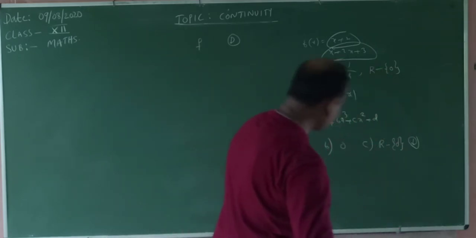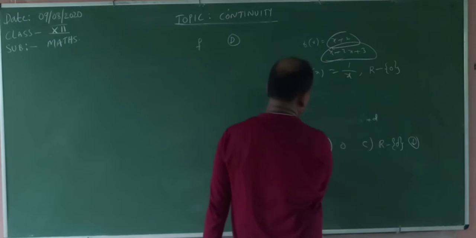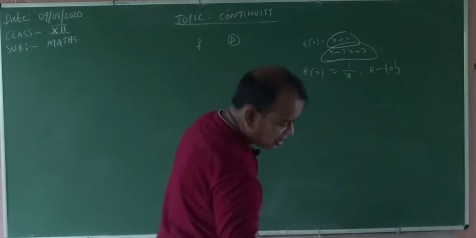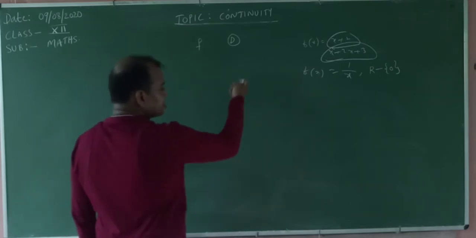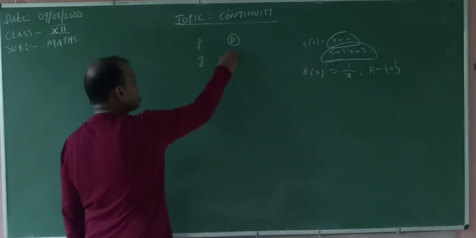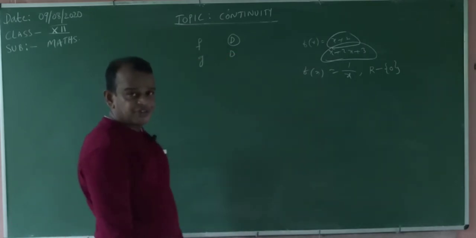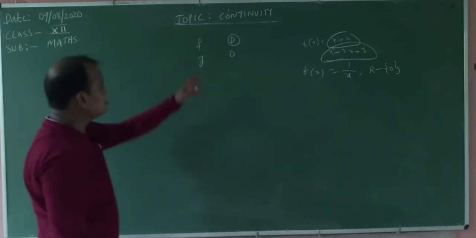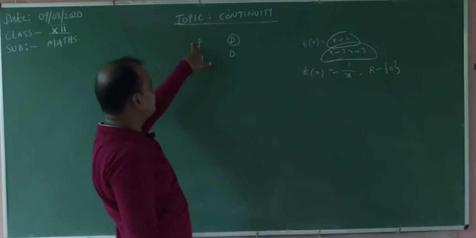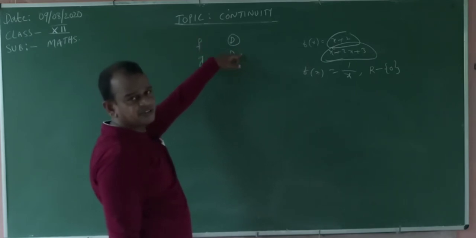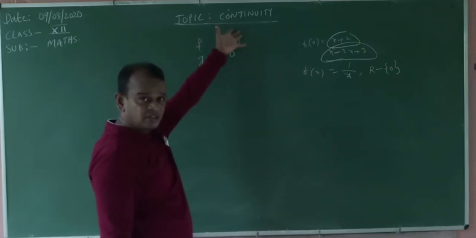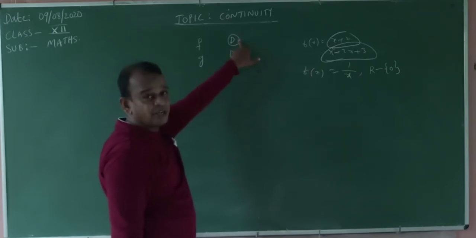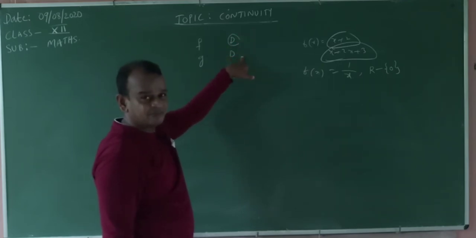Now f is continuous on D. Okay, my dear students, f is continuous on D. G is also continuous on D. F is continuous on the domain D. G is continuous on the domain D. D is the domain of f, and of g. Okay, f is continuous on the domain, g is continuous on the domain. These two are not the same domains.